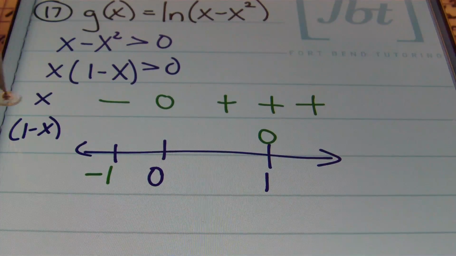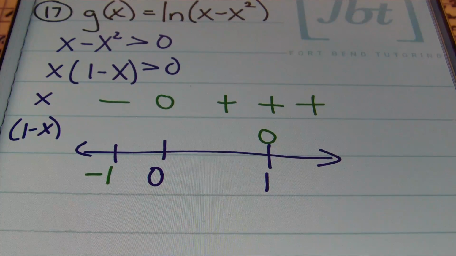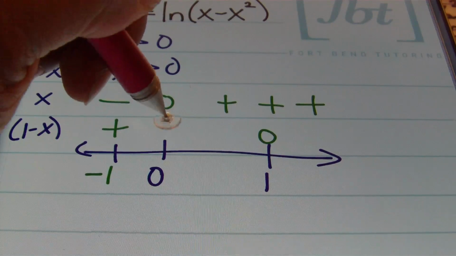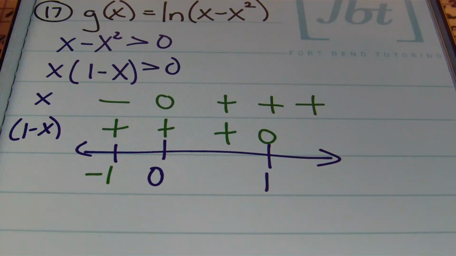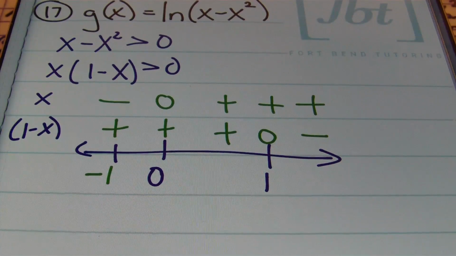Plugging in a -1 into the second factor, yeah, that gives me a positive 2. See, 1 minus -1 is positive 2. So therefore I have a positive value here, and it'll be positive until I get to that positive 1, and then after that, you'll have negative results from there. That's right. So remember, these two factors are multiplying together, and the result of that product, you need that to be greater than 0. Okay?